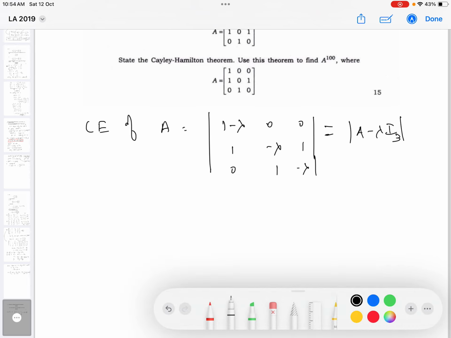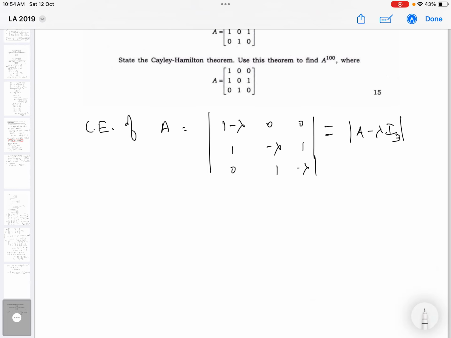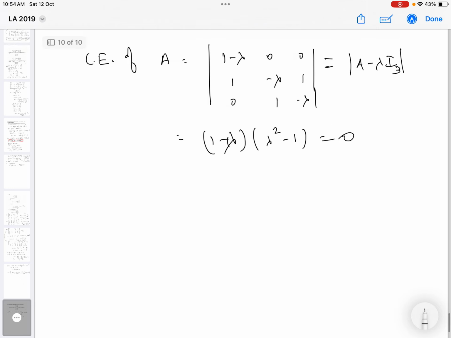So first we have to find the characteristic equation. The characteristic equation of A will come out to be 1 minus lambda squared minus 1 equals 0. Here we do not have to find the roots, the eigenvalues, but we have to find the characteristic equation. So multiplying, we get lambda squared minus 1 minus lambda cubed plus lambda equals 0.